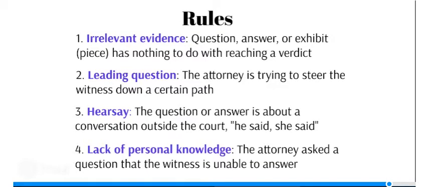All right, so number 1 is irrelevant evidence. If the evidence that either side presents has absolutely nothing to do with the jury being able to make a more informed decision of whether to convict or acquit, you are not allowed to present that to the court and have the jury see it. It's irrelevant. All right, so if you were to object to this, it'd be objection, relevance.